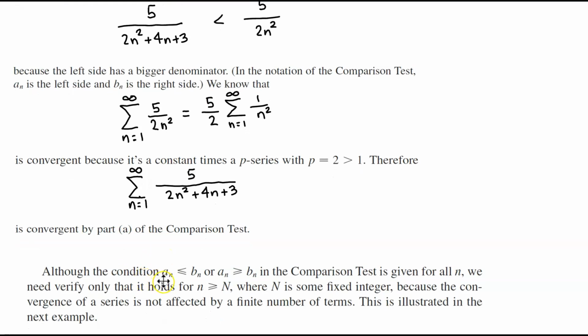Now, although the condition, a subscript n less than or equal to b subscript n, or the other variation in the comparison test, is given for all n, we need to verify only that it holds for n greater than or equal to N, where this capital N is some fixed integer, because the convergence of a series is not affected by a finite number of terms. And this is illustrated in the next example.